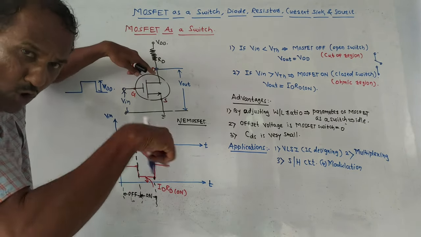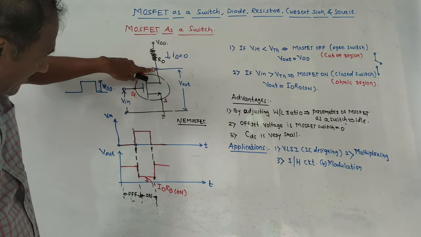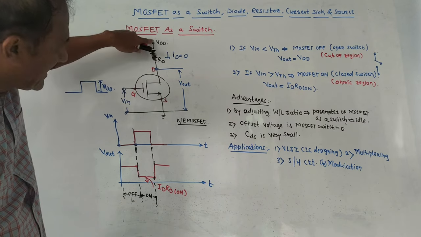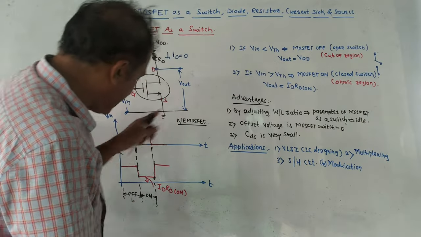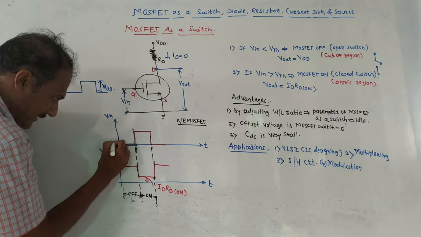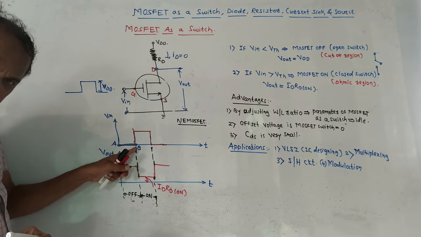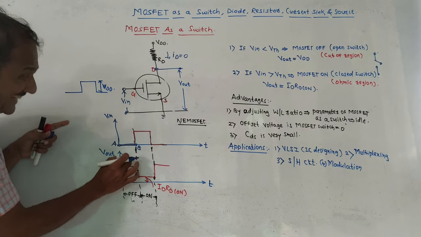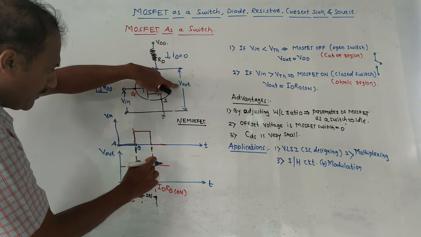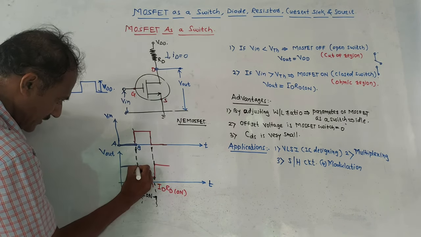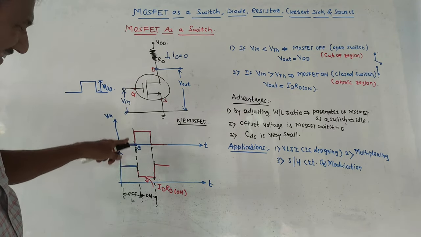Now the MOSFET is not on, so the current ID will be equal to 0. This means the voltage at this point will be the same as VDD. So at the output, that is at Vout, you get VDD. That is shown in the diagram. I am talking about this part; let us name it AB. For part AB, Vin is less than VTH, so the MOSFET is off. In that case, the whole VDD voltage appears here, so Vout will be VDD. This is the condition when the MOSFET is switched off and acting as an open switch.